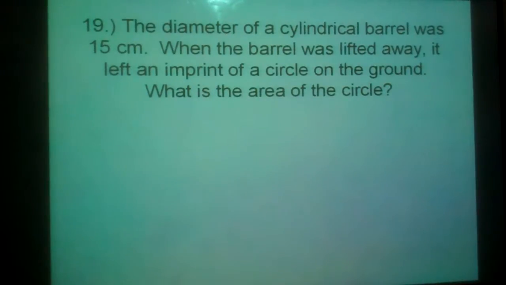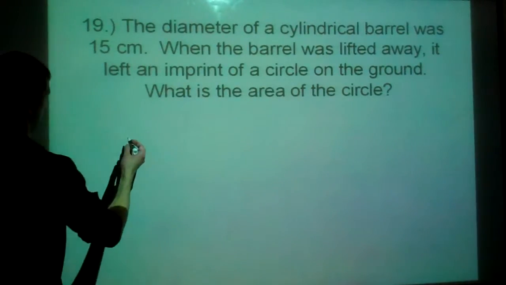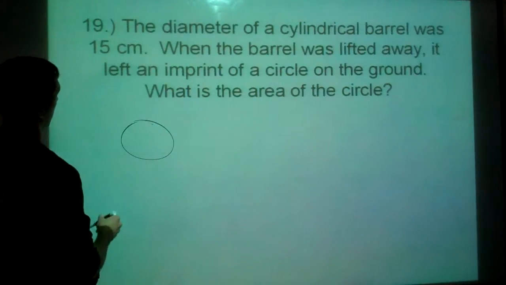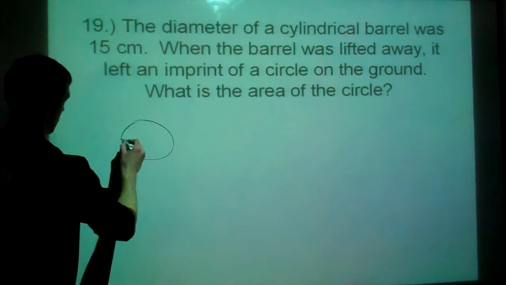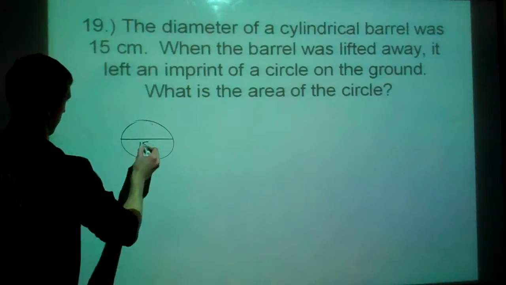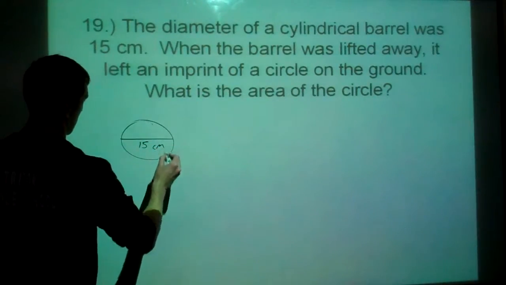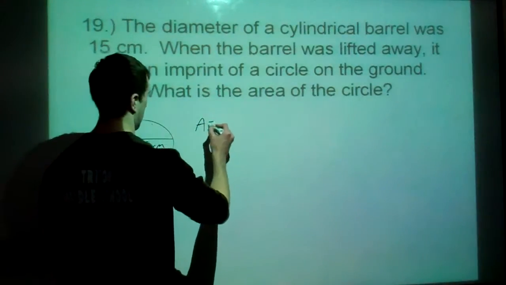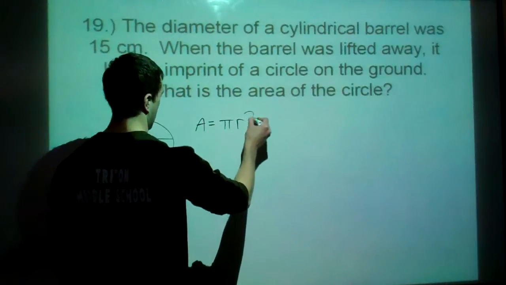And our last one, 19. The diameter of a cylindrical barrel was 15 centimeters. When the barrel was lifted away, it left an imprint of a circle on the ground. What is the area of the circle? Alright, so we had a circle left on the ground. Diameter is all the way across. That's 15 centimeters. And area of the circle is pi times radius squared.